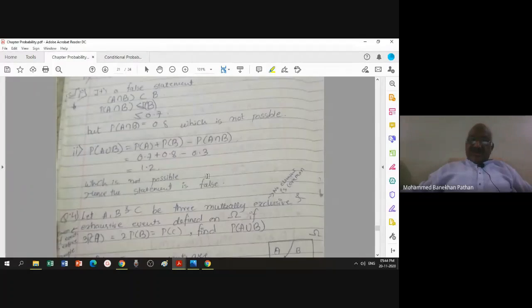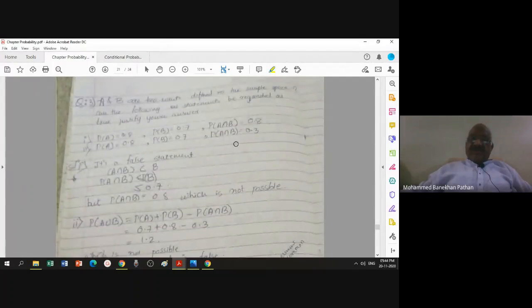So this is the way of giving the justification where the statement is true or the statement is false. So in this case, both statements are false.